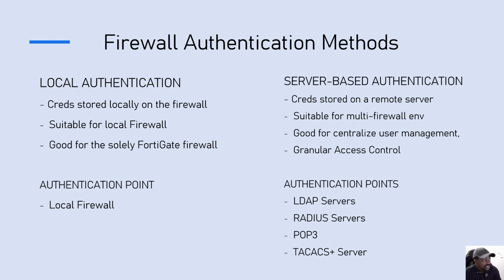So for the local authentication, the credentials are stored locally. It is suitable when you're having just one local FortiGate firewall. That is also the main inconvenience of the local authentication: you need to manually create accounts on the firewall. On the other hand, when you have a server-based authentication, the credentials are stored on a remote server. It means the FortiGate firewall is not the authentication server. It sends the request to a remote server, which verifies the credentials, then answers back to the firewall to confirm if the credentials are good or not.